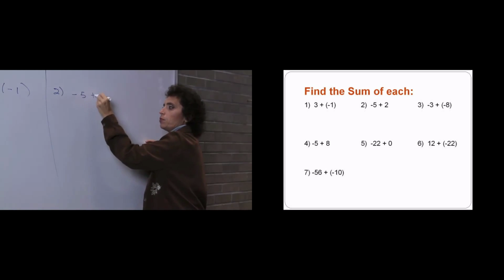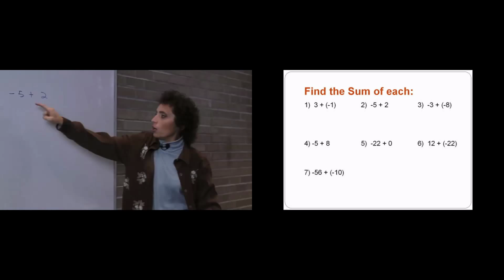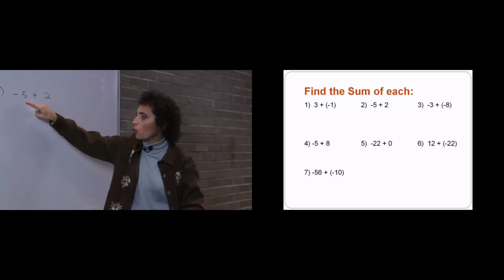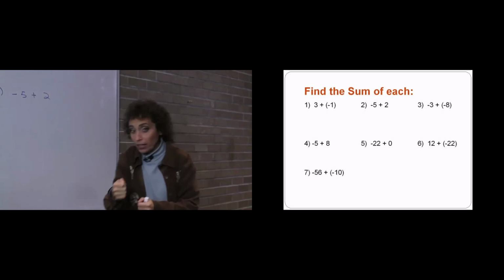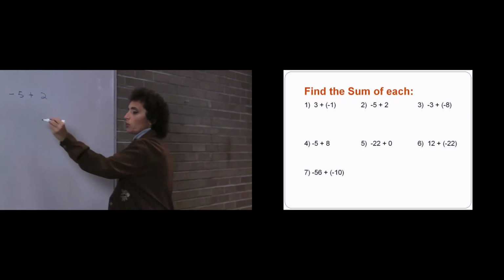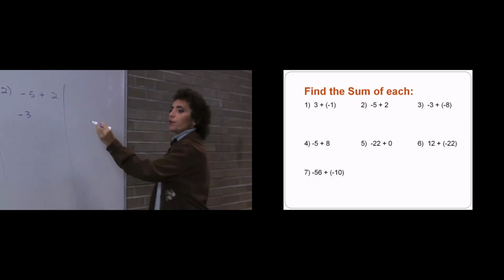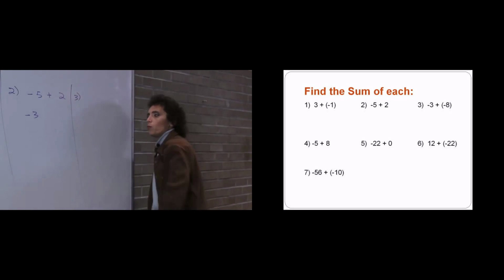Let's do number 2. Negative 5 plus 2. I owe you $5, but I have $2. If I owe you $5 and I have $2 and I actually pay you, that means I just owe you $3. I'm going to do the next one with you, and then if you can do the rest, we'll check your answers.